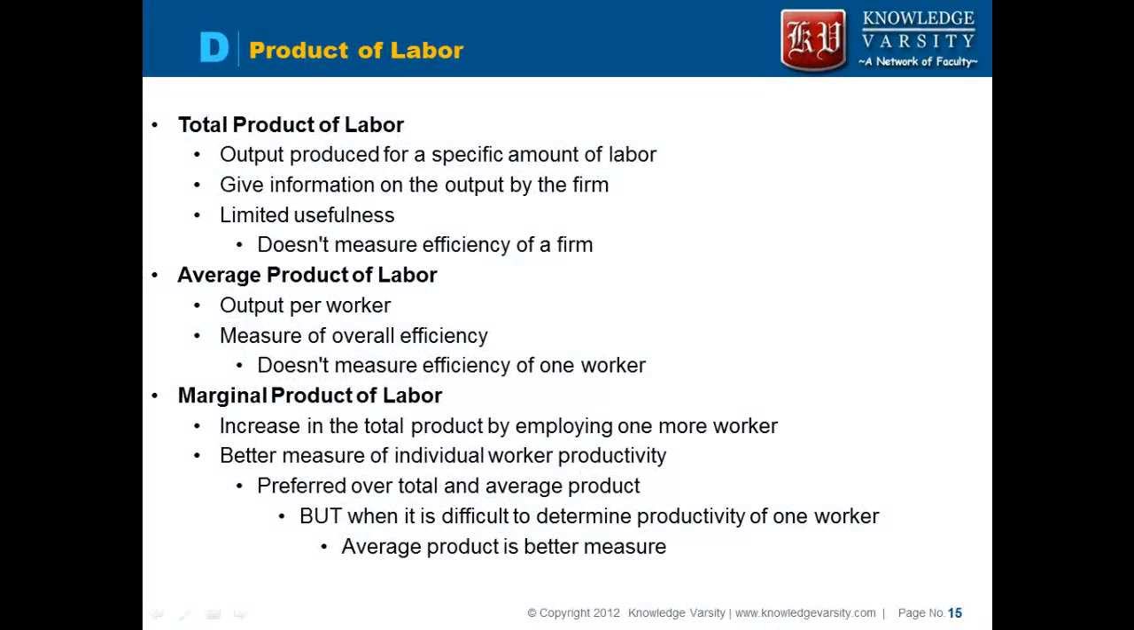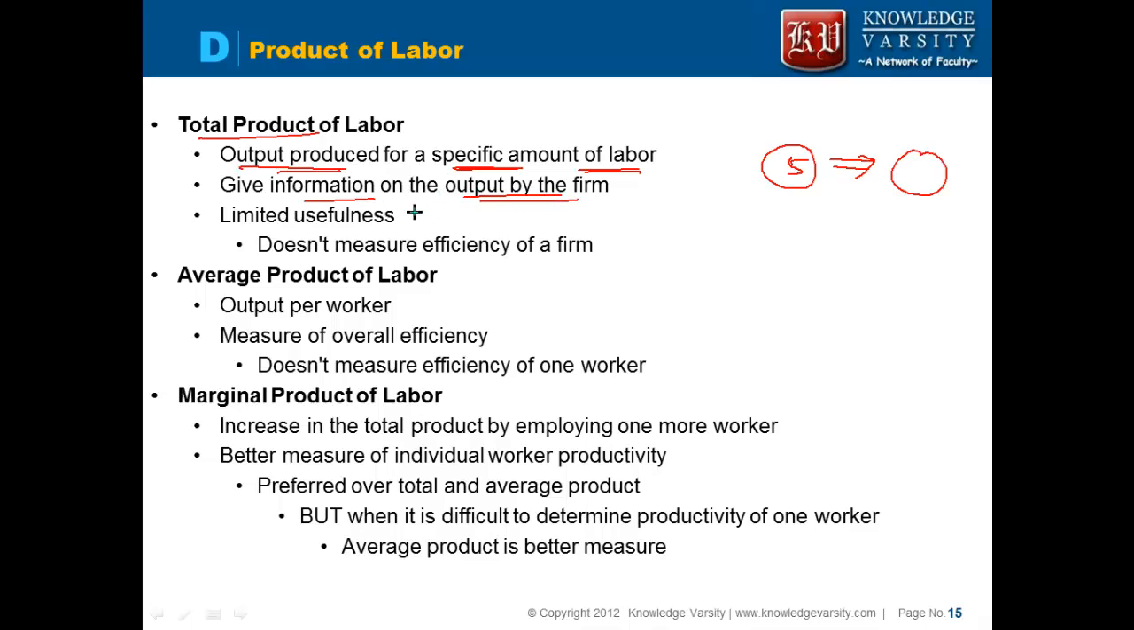Let us now understand the other types of products also. We have seen the marginal product, but now we will bring in the total product of labor. The total product of labor is the output produced for each specific amount of labor. So let's say if you have 5 laborers, then what is the total output being produced by the firm? So this gives information on the total output by the firm.